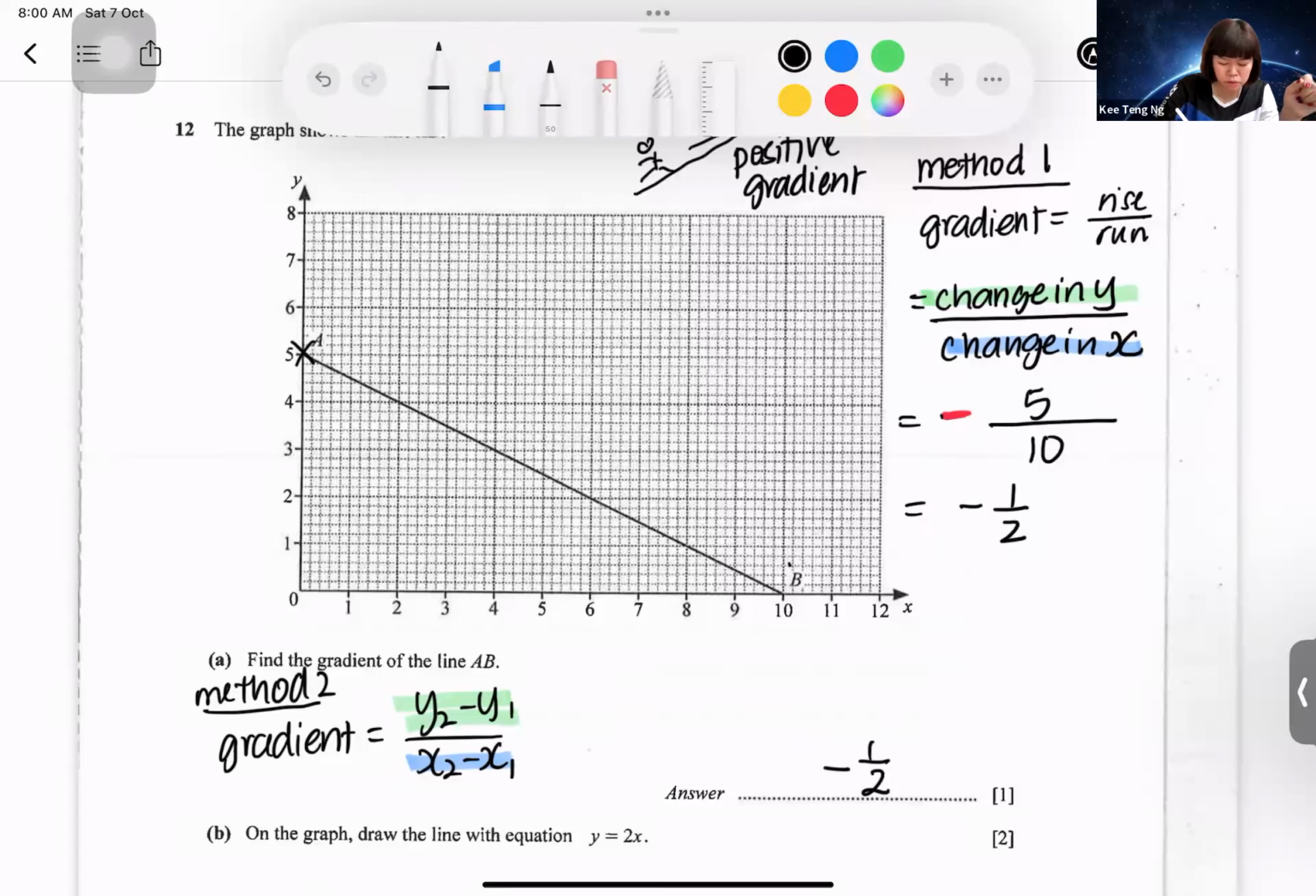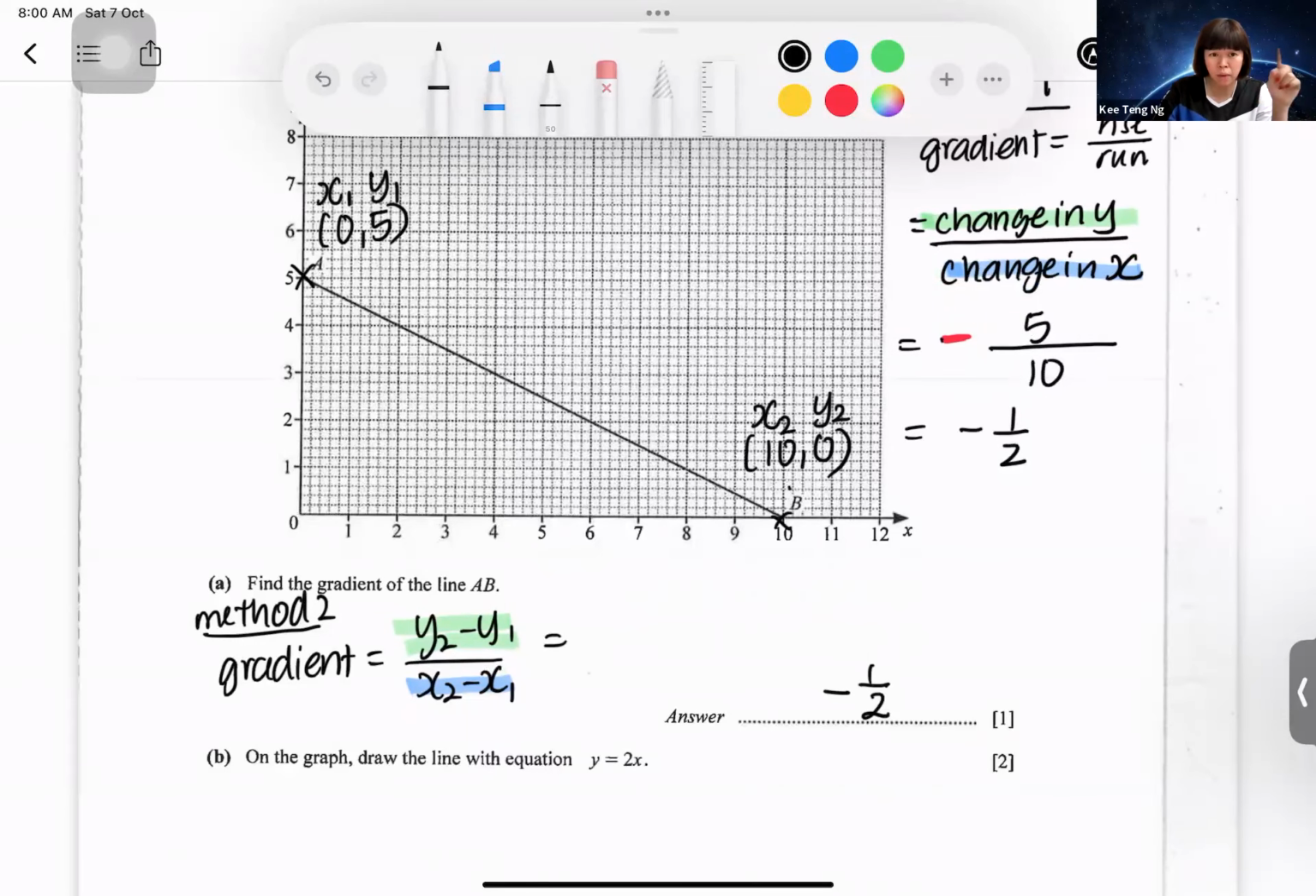So I started off with this point, x is 0, y is 5. I ended off with this point, x is 10, y is 0. So this is my starting x value, ending x value. Starting y value, ending y value. Then I find what is the change in my y.